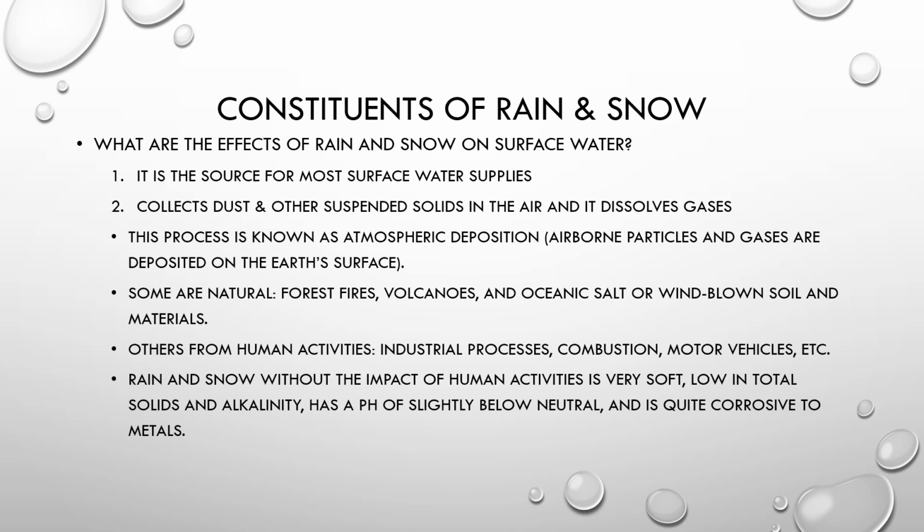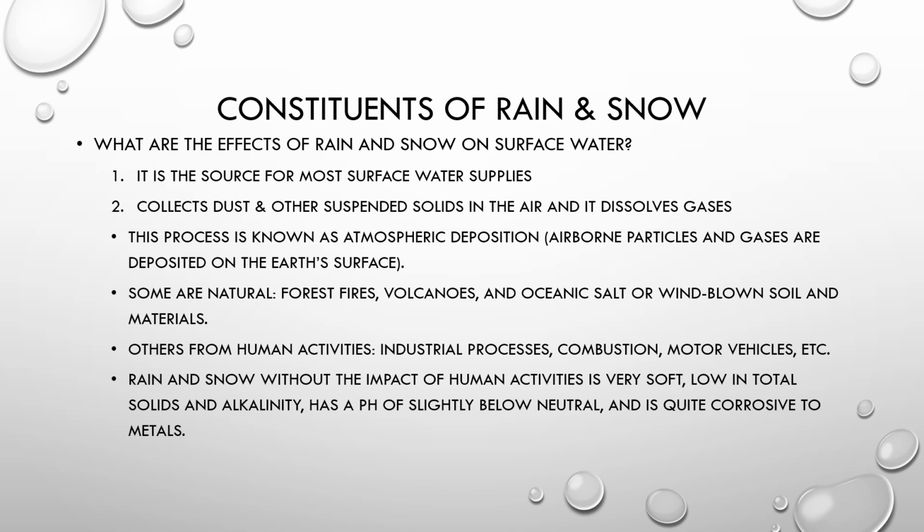The rain has connected with the dissolved particles or suspended particles floating through the air and taken them to the ground. And that's a process known as atmospheric deposition. So it's just a way of cleaning the air, only for a short time. Sometimes they are collecting natural deposits, such as from forest fires, volcanoes, and oceanic salt. And that's what it's collecting.